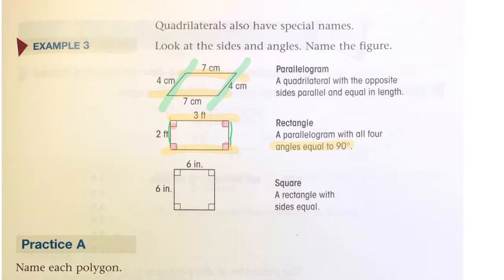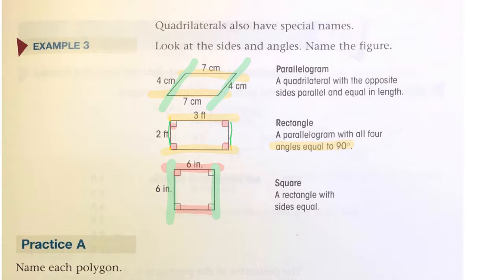Now we get a square. A square is also a rectangle, but the sides are all equal. So every side of this square is 6 inches. 6 here, 6 here, 6 here, and 6 here. We have the top and bottom parallel. They'll never cross each other, and they're 6 inches. We've got the sides parallel. They'll never cross each other, and they are also 6 inches.